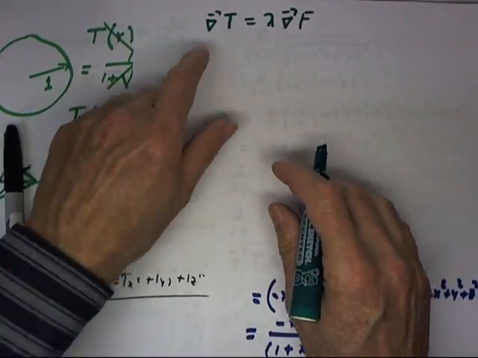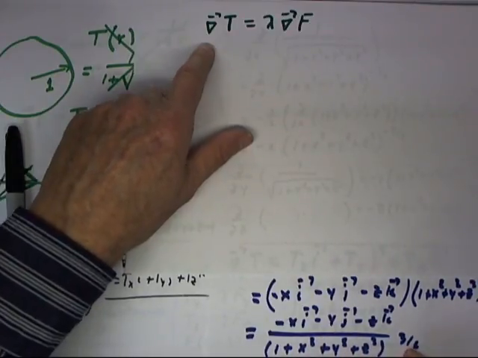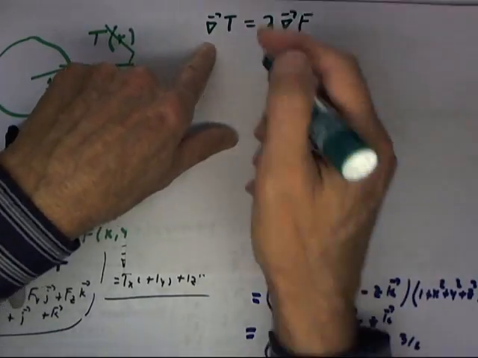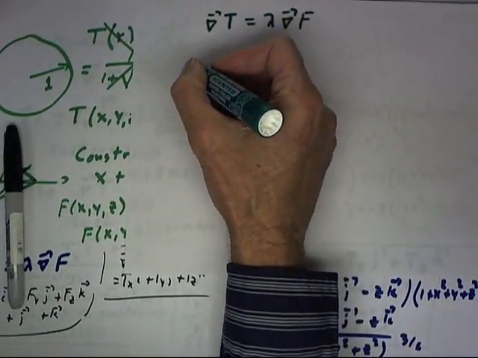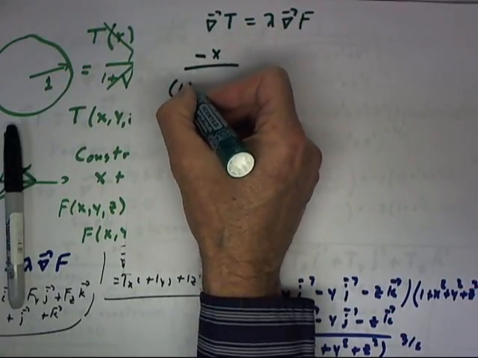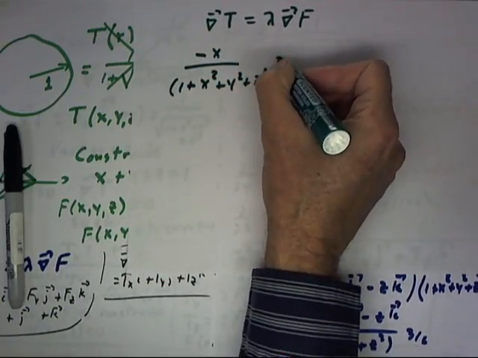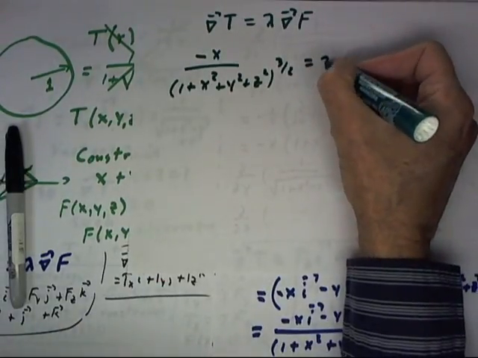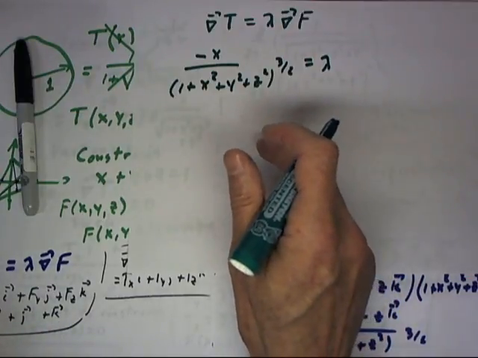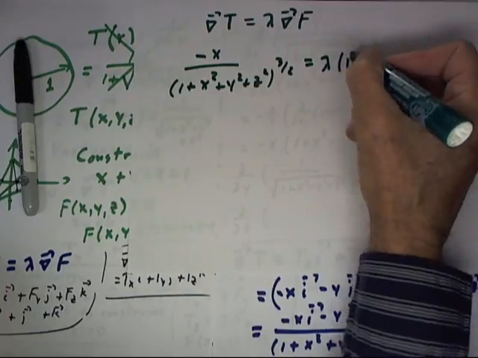Okay, the del t is negative xi minus yj minus zk over this. The i component is negative x divided by the 3/2 power here. So we have, for the i components, negative x over 1 plus x squared plus y squared plus z squared to the 3/2 should equal lambda times del f, and del f is just i plus j plus k. The i component of del f is then just 1.